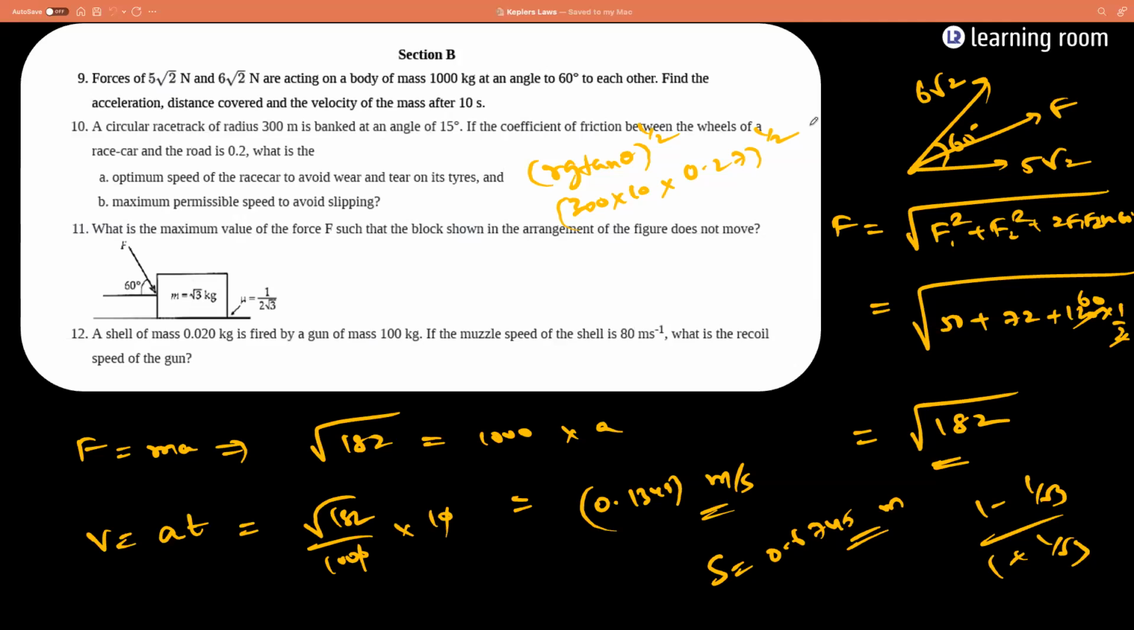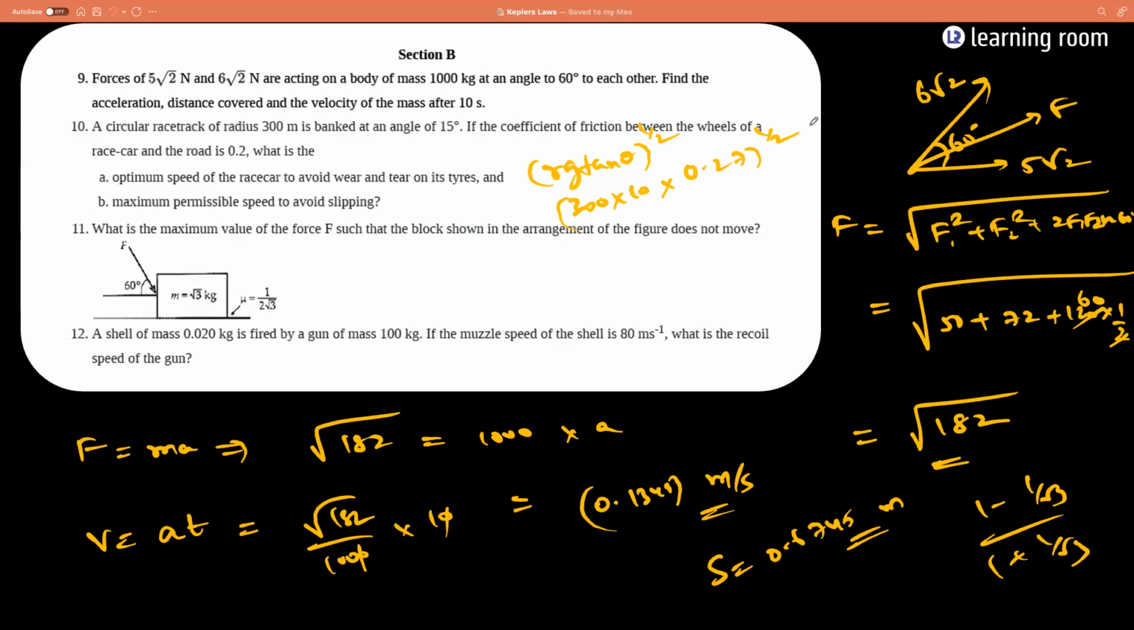That's the given 0.2. So 0.2 plus tan theta, which is 0.27, divided by 1 minus 0.2 into 0.27. So numerator 0.2 plus 0.27 is 0.47, remember that. Divided by 1 minus 2 into 0.27, which is 0.54. 1 minus 0.54 is 0.46. So 0.47 by 0.46 is approximately one.